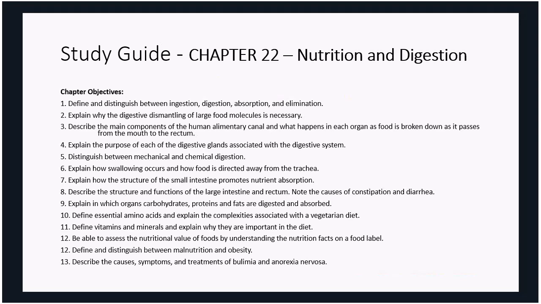Study guides are also on our D2L site. This just explains chapter objectives, the major things that we're going to point out as we go through chapter 22 on nutrition and digestion.